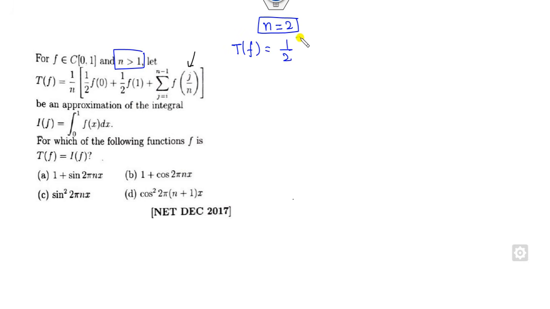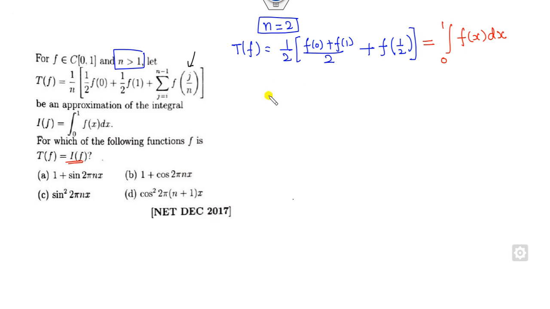It is 1 over 2. It's f of 0, f of 1 divided by 2. When n is 2, it's a 1. So summation will be only f of 1 over 2. Now my target is to prove this number should be equal to the integral from 0 to 1 of f(x) dx. Now very simple. I can start from the first option.